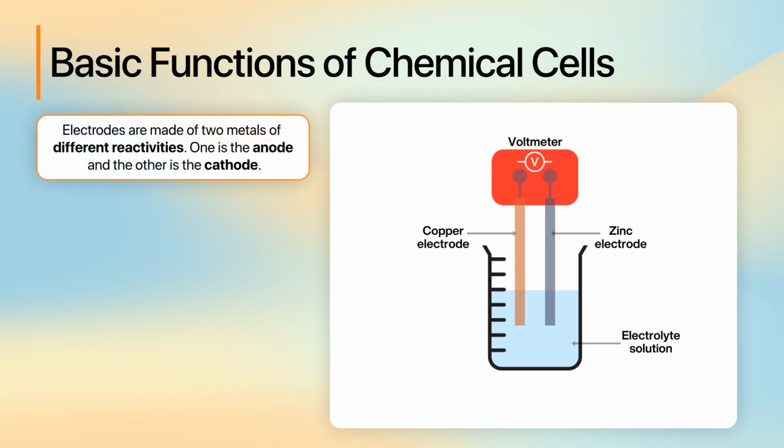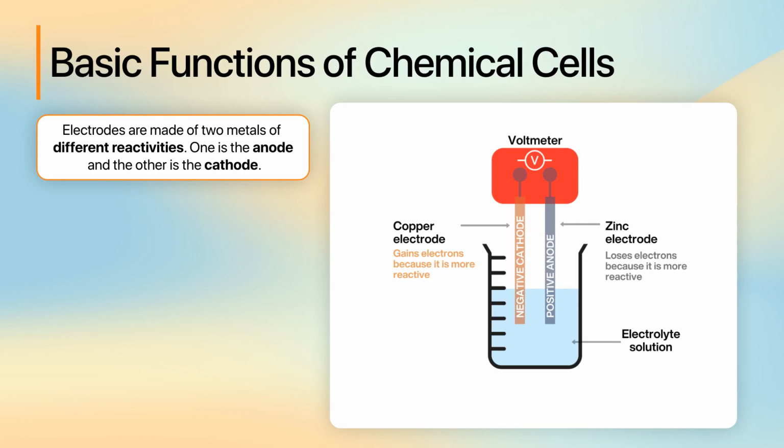Electrodes are made of two metals of different reactivities, typically zinc and copper. The more reactive electrode loses electrons more easily. So in the case of zinc and copper, this would be zinc as it is more reactive. The zinc electrode thus acts as the anode, where oxidation or loss of electrons occurs. The other is the cathode, where reduction or gain of electrons happens. We will take a closer look at electrodes in the next lesson.